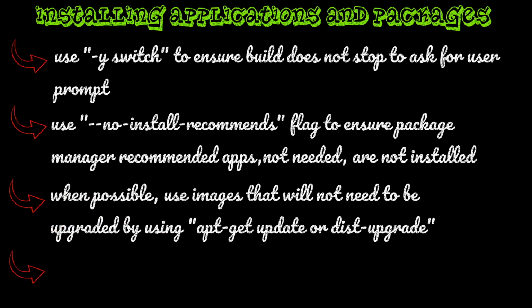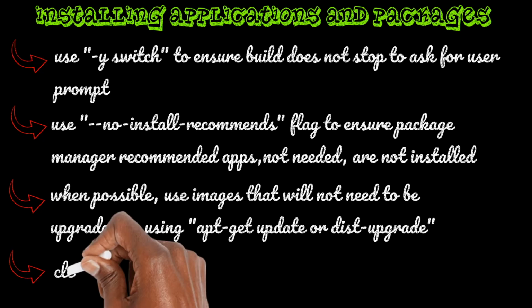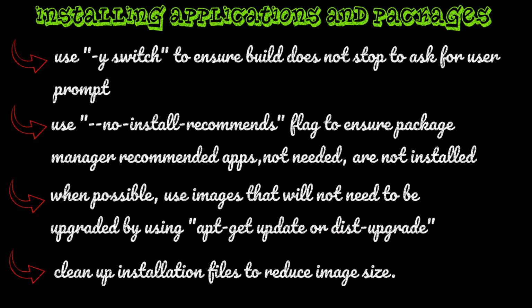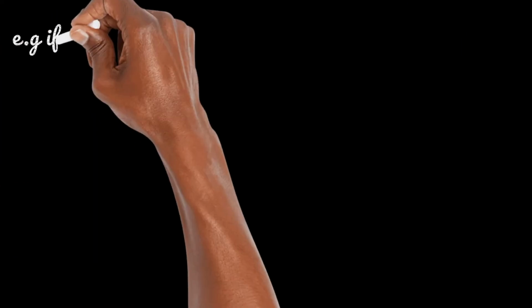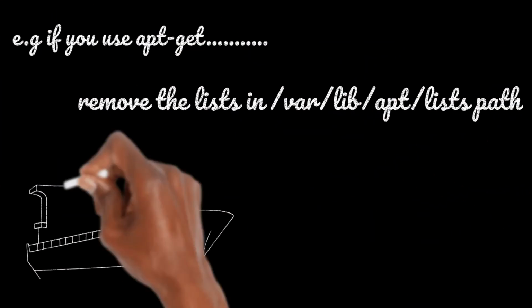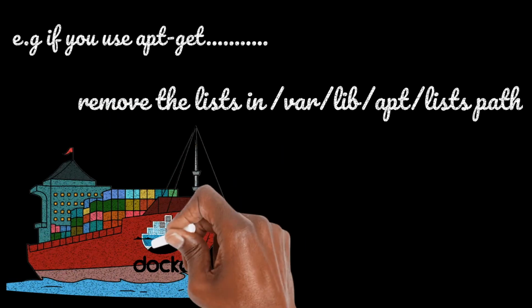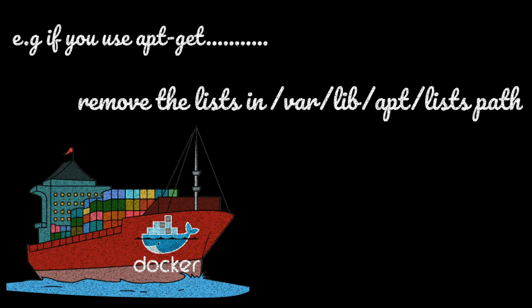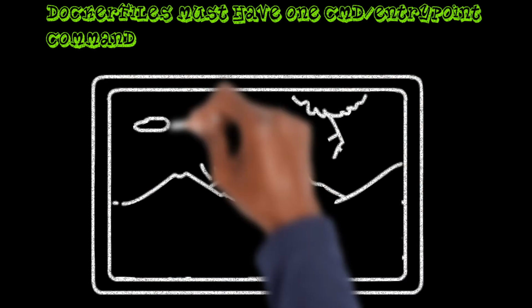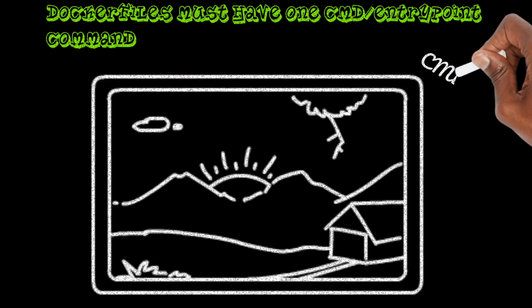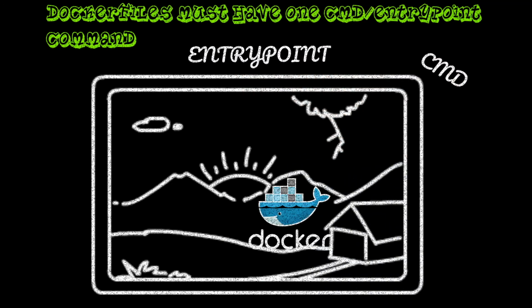4. When building your application from code, remember to clean up the installation files to reduce the size of the image you're creating. For example, if you're using apt-get, you should also remove the lists in the /var/lib/apt/lists path to clean up installation files and reduce the size of your container image. The last best practice for this tutorial series is Docker files must have only one CMD or ENTRYPOINT command. As your image is being created, always make sure you have only one CMD or ENTRYPOINT instruction or command.